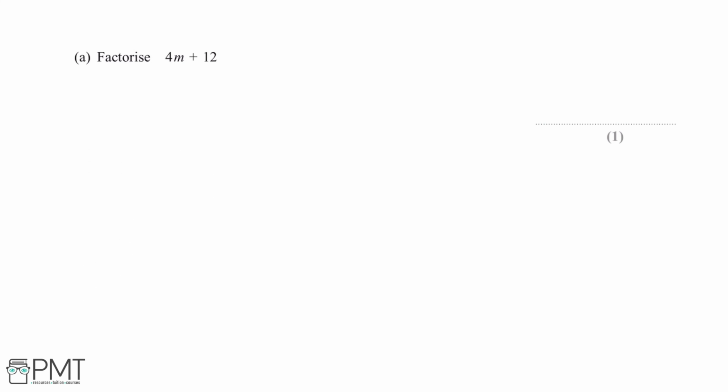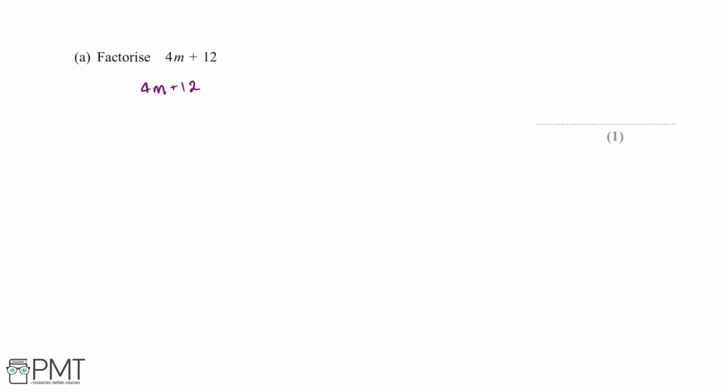Factorise 4m plus 12. So when factorising an expression, we want to find a common factor for all of the terms. So in this expression we had the terms 4m and 12. So we want a number which we can divide both 4 and 12 by. Now there's two options for this. We can either choose the number 2 or the number 4. However, if we want this expression in its simplest form, we can factorise out a 4.